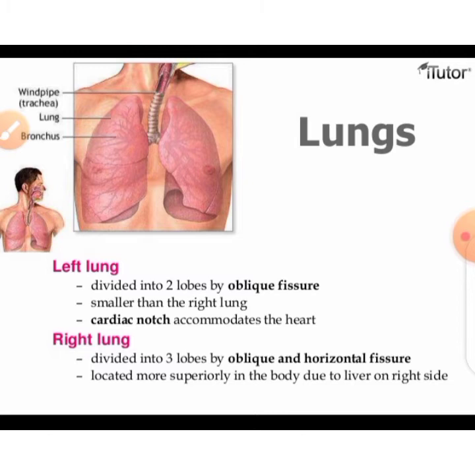The left lung is divided into 2 lobes by the oblique fissure, and is smaller than the right lung. The cardiac notch accommodates the heart. The right lung is divided into 3 lobes by the oblique and the horizontal fissures, and is located more superiorly in the body due to the liver on the right side.